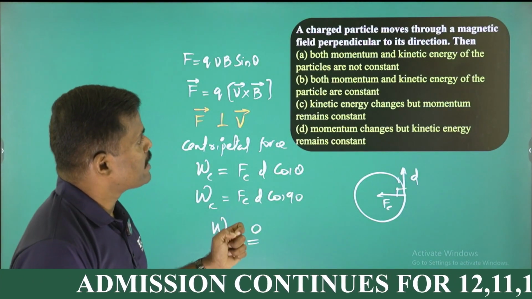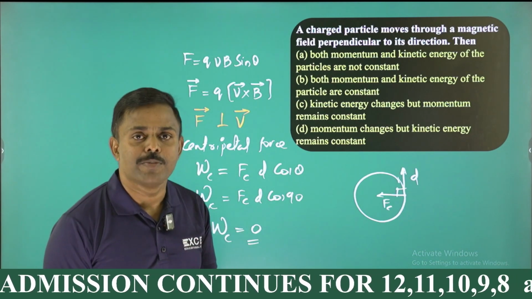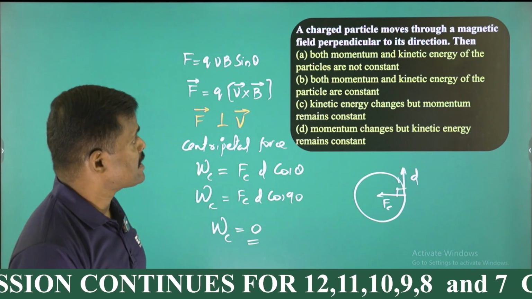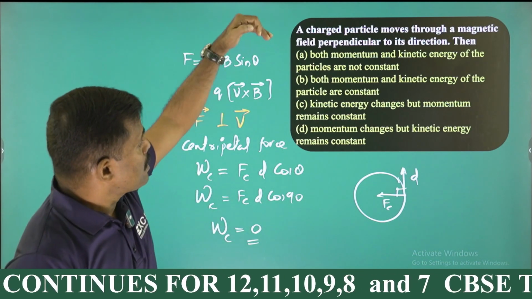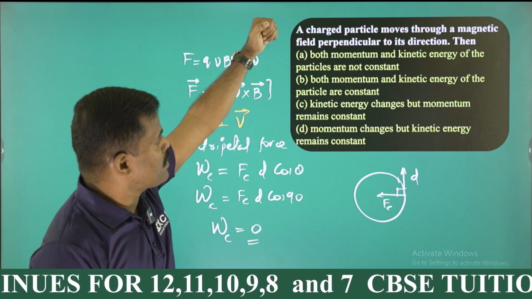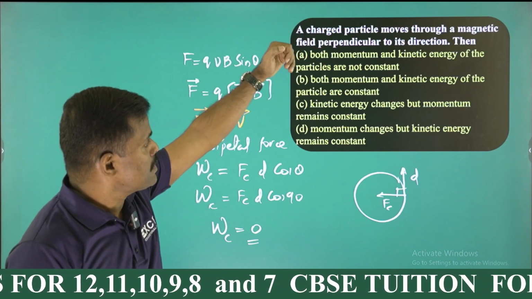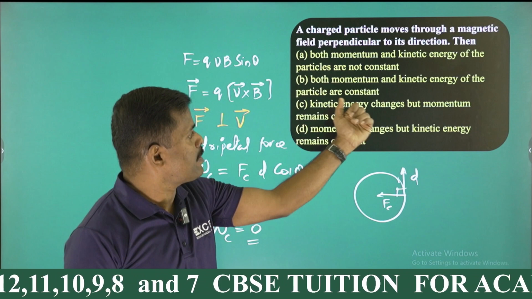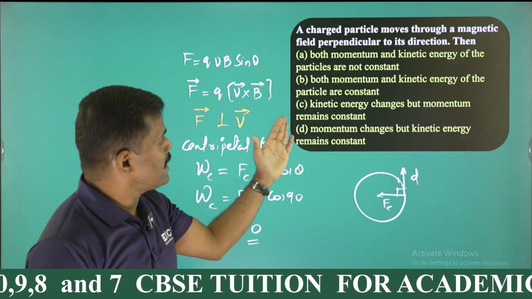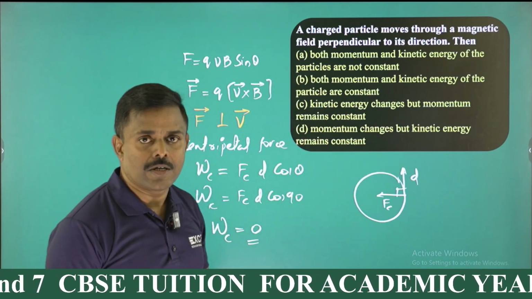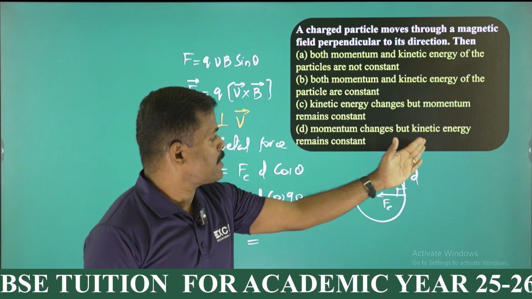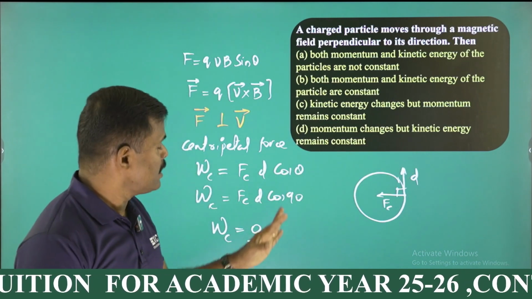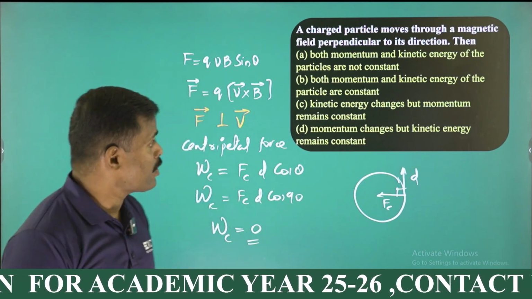A charged particle moves through a magnetic field perpendicular to its direction. So let's have a quick recap. Both momentum and kinetic energy of the particles are not constant. Both momentum and kinetic energy of the particles are constant. Kinetic energy changes but momentum remains constant. Momentum changes but kinetic energy remains constant. So this is the situation. I started off this way.